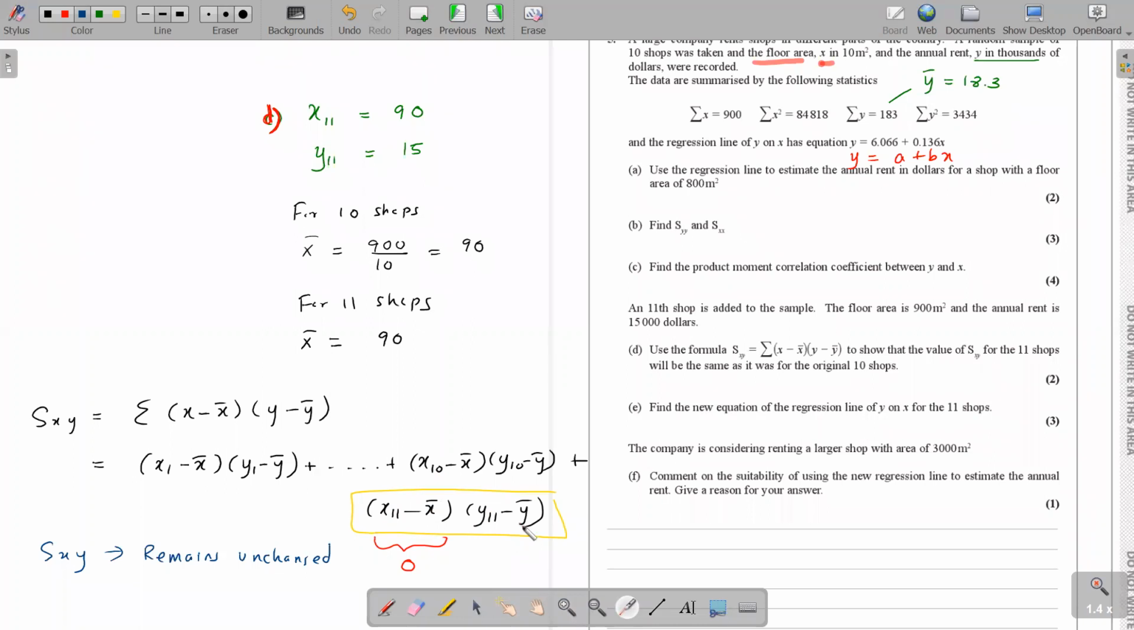So remember, when the mean of one variable remains the same, even though the other variable's mean is changing, SXY will not change. In this case, the X variable has the mean constant. The Y variable mean is changing, but in such situations, remember SXY doesn't change. So it's just a 2-mark question. You just have to give a small justification. Say the new X bar is not changing, therefore the 11th term is 0, therefore SXY is remaining unchanged. That's all you need to say.